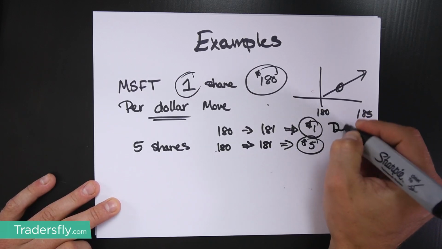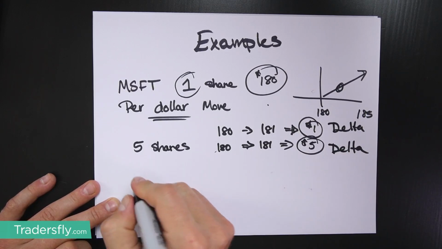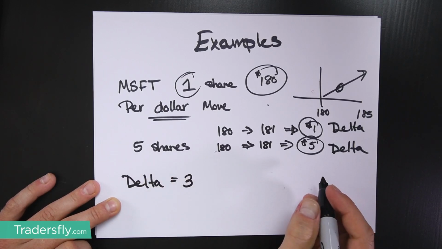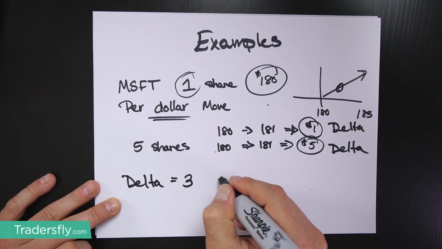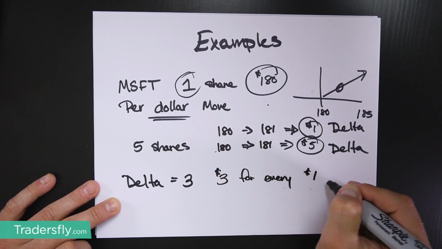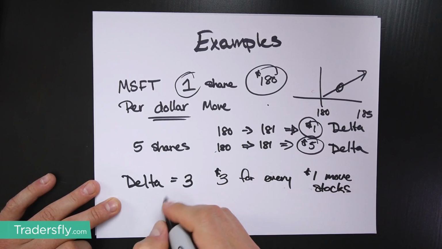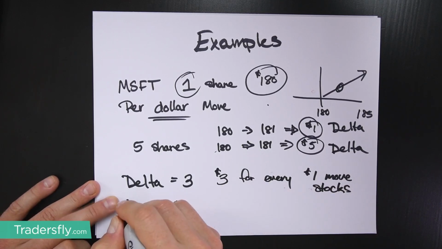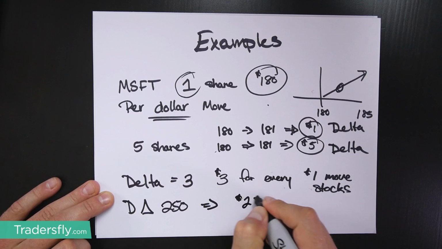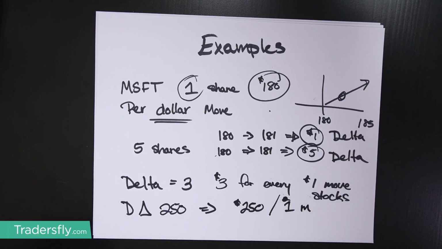So what's your delta? This is your delta, for every $1 move that the stock made. Let's look at it the other way: if you had a delta of 3, that means you make $3 for every $1 move in the stock, which also means you have 3 shares. If you had a delta of 250, then you make $250 for every $1 move in the stock. Doesn't matter which stock.